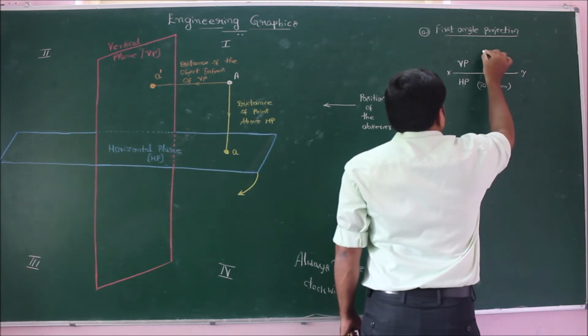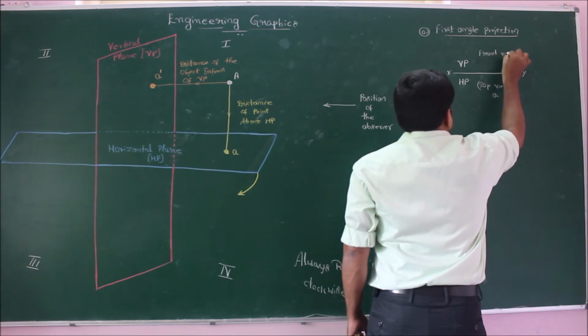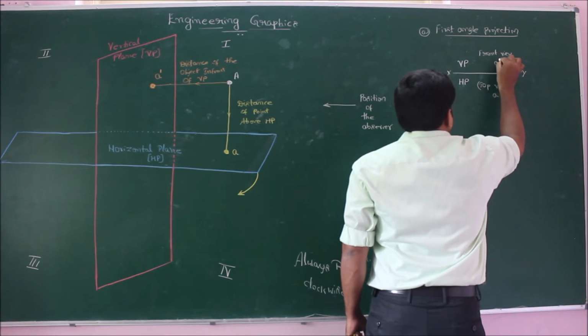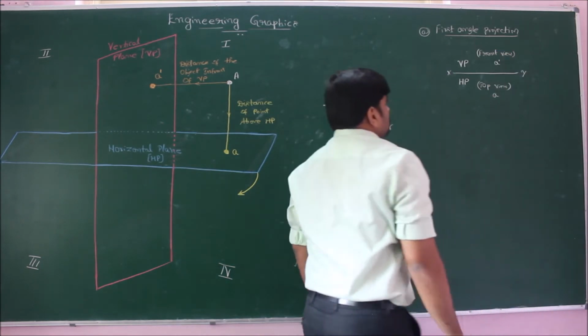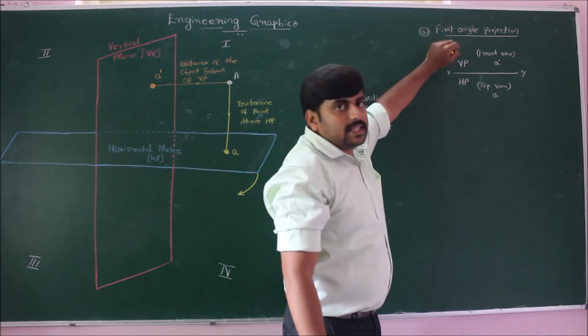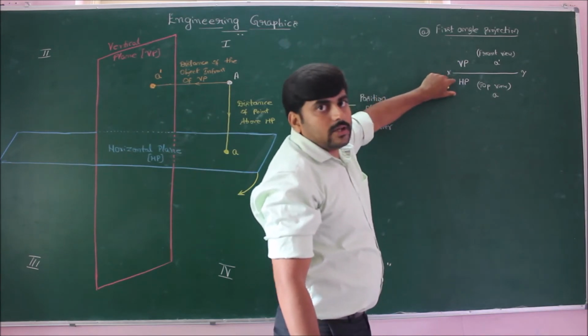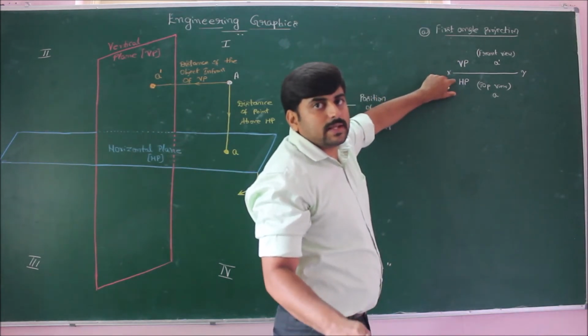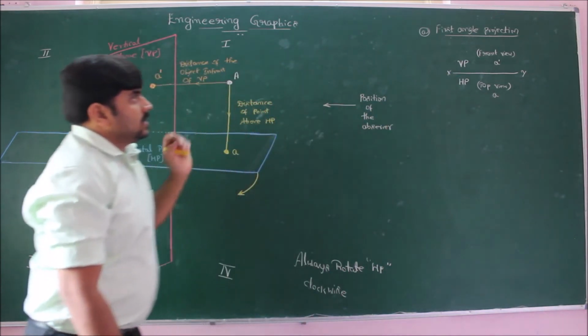In the vertical plane we will always be marking the front view, that is A prime. Apart from that, in the vertical plane you will be showing the distance with respect to HP. In the horizontal plane you will be showing the distance with respect to VP.